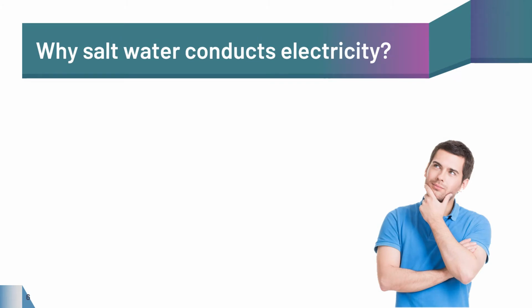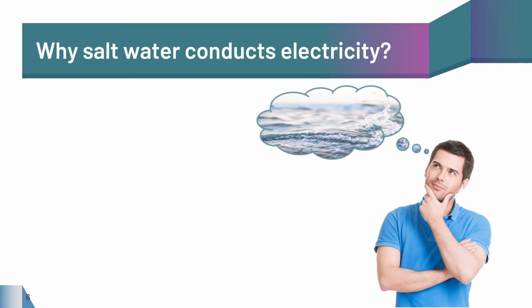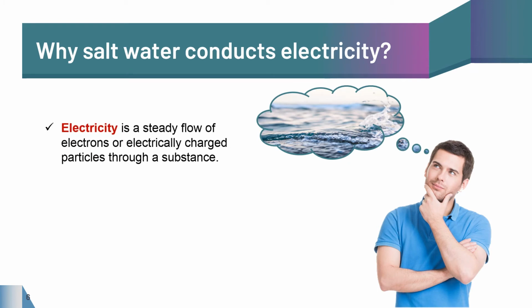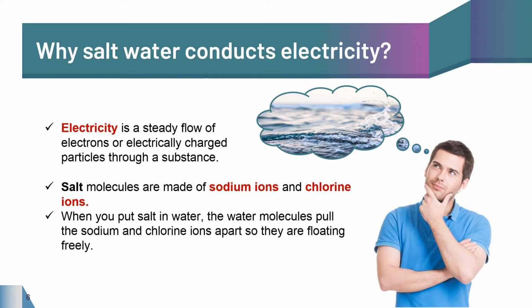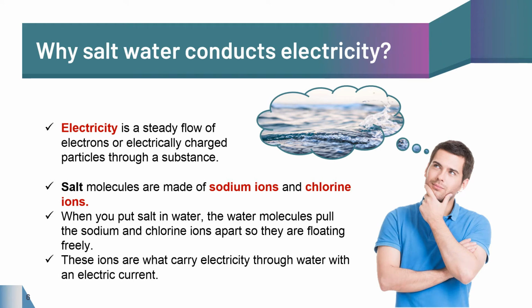Now, did you ever wonder why salt water conducts electricity? But before that, let us first define the concept of electricity. It is a steady flow of electrons or electrically charged particles through a substance. Salt molecules are made of sodium ions and chlorine ions. When you put salt in water, the water molecules pull the sodium and chlorine ions apart so they are floating freely. These ions are what carry electricity through water with an electric current.